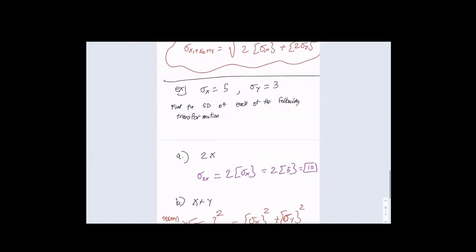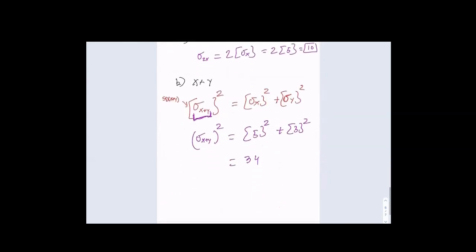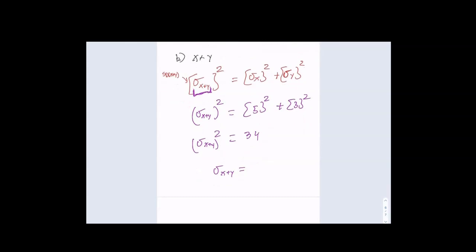I know it has to be less than 8. So 34 might be another option. And so that is equal to the standard deviation of x plus y squared. So that means that the standard deviation of x plus y has to be equal to, what is the answer? Simple algebra. There we go. The square root of 34.